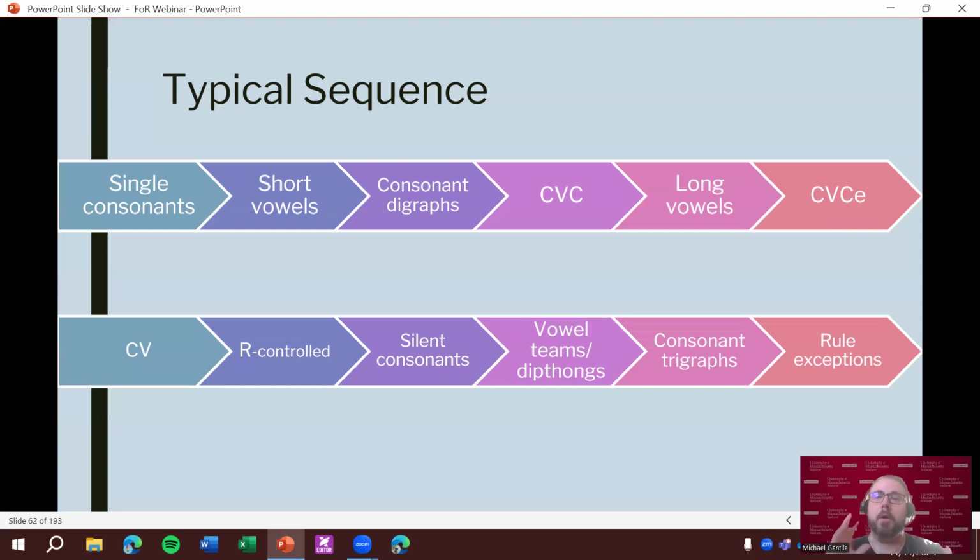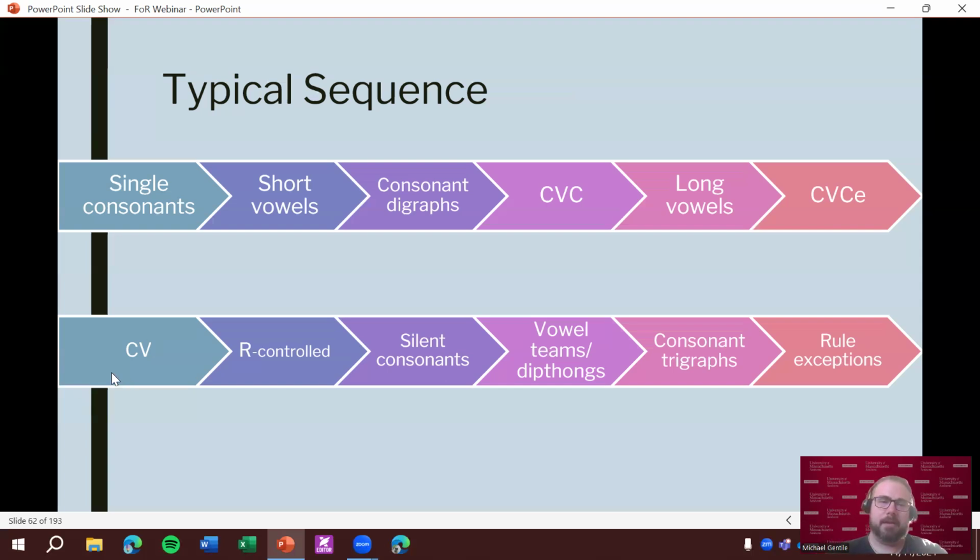All right. Then we open up long vowel sounds to the students. And when A says A, E says E, we get all the vowels saying their name, which allows us to teach two more syllable types. Once we've taught that vowels can say their name and make their long sound, that opens us up to CVCE words or magic E words, where the vowel says its name.